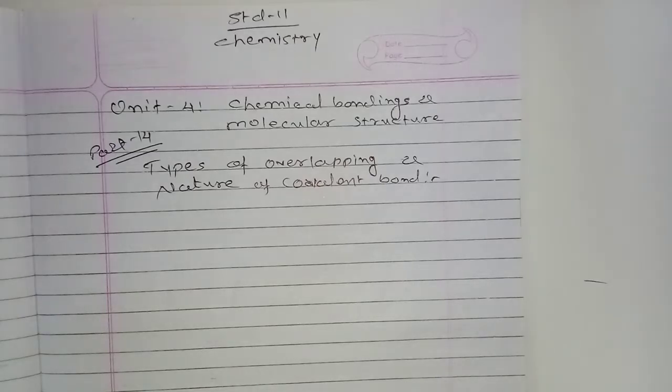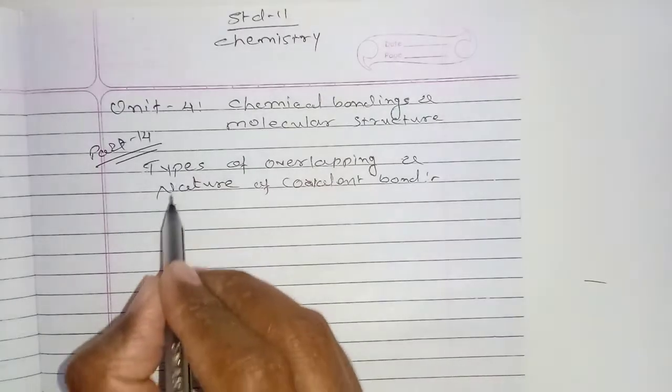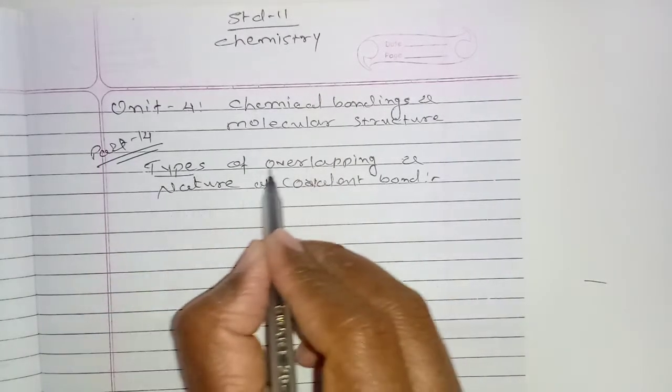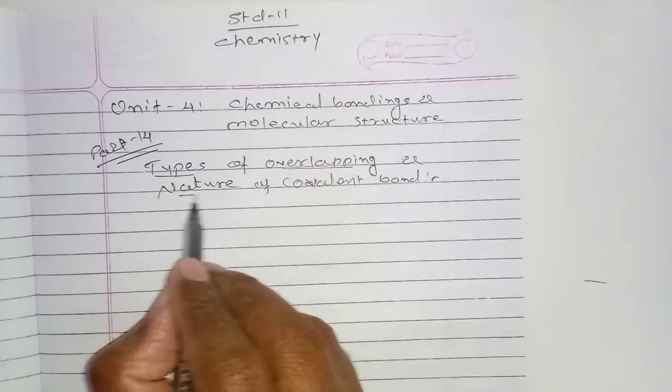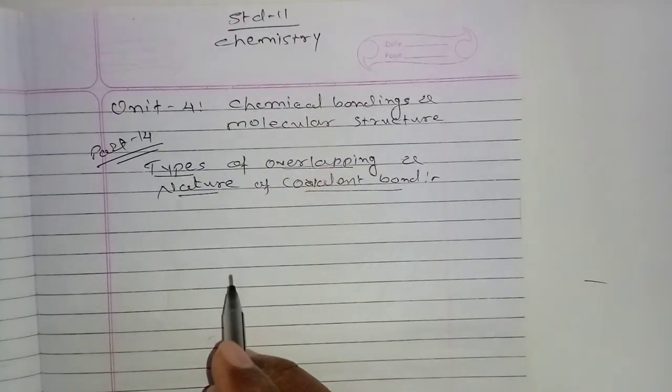Standard 11 Chemistry, Unit 4: Chemical Bonding and Molecular Structure, Part 14. Type of Overlapping and Nature of Covalent Bond.